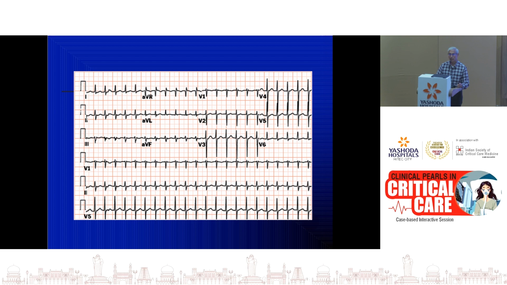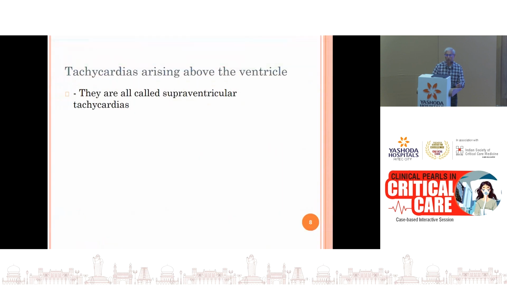Because if you call an electrophysiologist at this stage, he will say, oh, this can be ventricular tachycardia, because it's narrow QRS. But we don't want to get into those subtleties of over specialization. What we are concerned with is that in the critical care setting, if it's a narrow complex tachycardia without a preceding P wave, we call it a supraventricular tachycardia. So these are all supraventricular because they are arising above the ventricle.